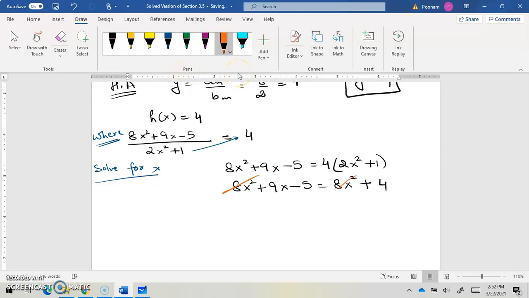8x squared is on both sides, the same, so it can cancel. 9x minus 5 is equal to 4. 9x is equal to 9 by adding 5 on both sides. x is equal to 1. So, at x is equal to 1, the graph crosses the horizontal asymptote.